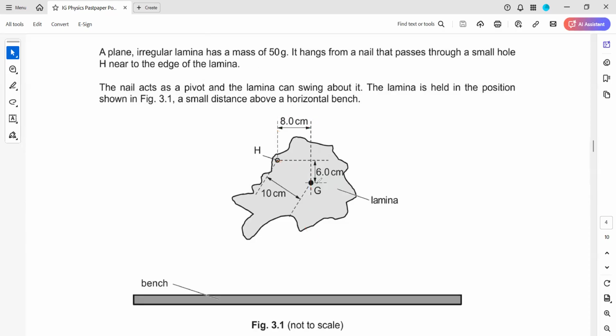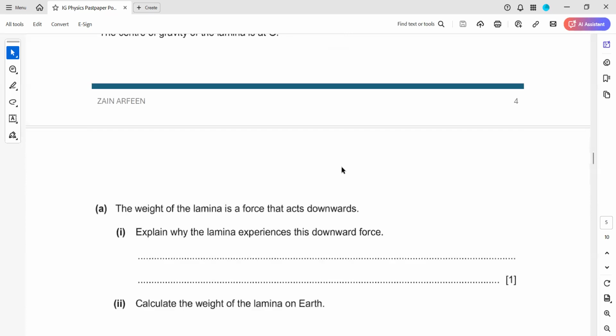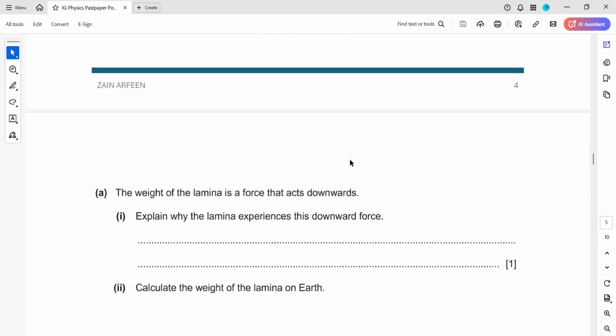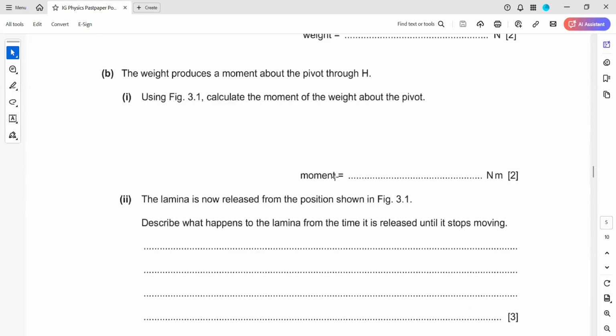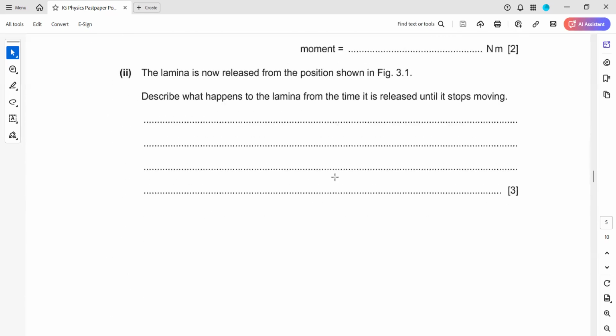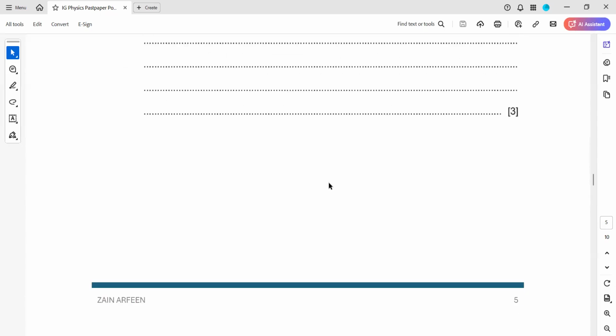So for the last one, when we release the lamina, it will rotate or move clockwise and anti-clockwise due to its weight and eventually stop with the center of gravity below H.